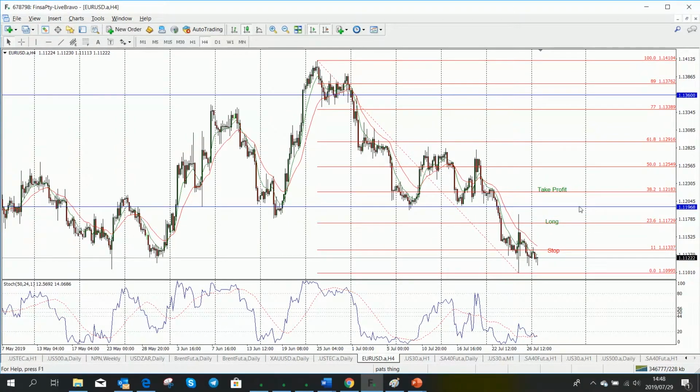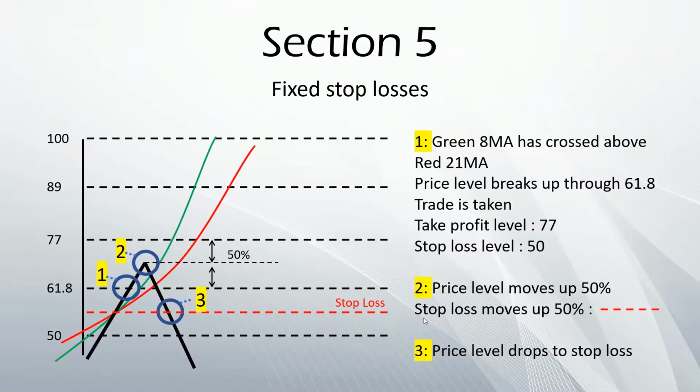Let's discuss the stop losses quickly. First of all, in order to execute a trade, the green EMA has crossed above the red EMA. In this example, the price level is broken up through the 61.8. The trade is taken. Take profit level is our next level up, which is the 77. Stop loss is at the 50.